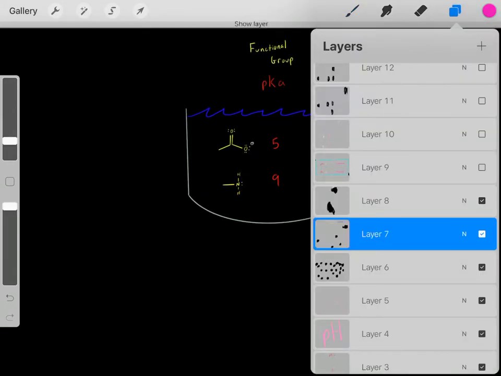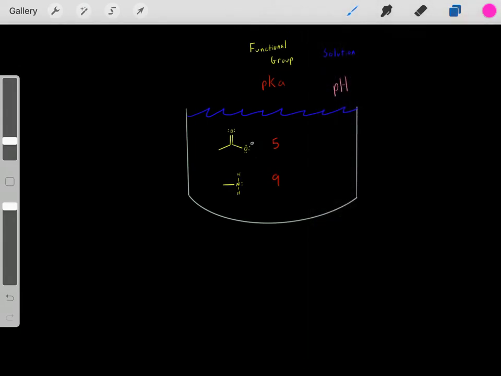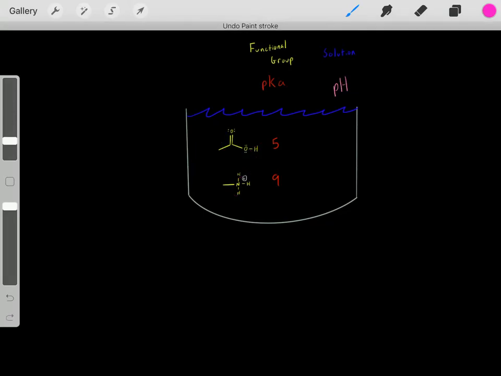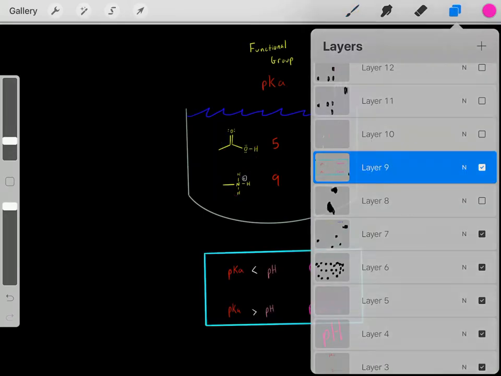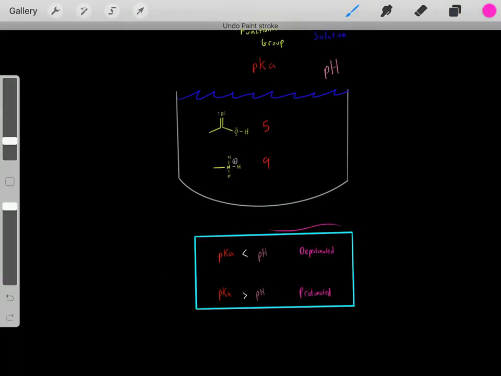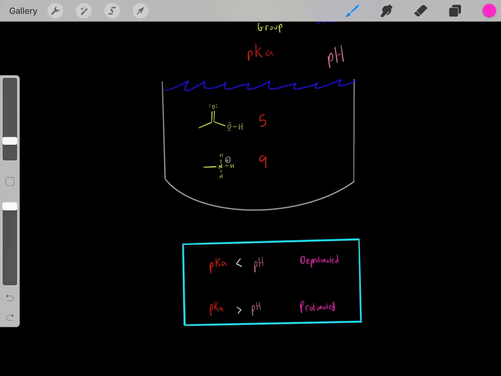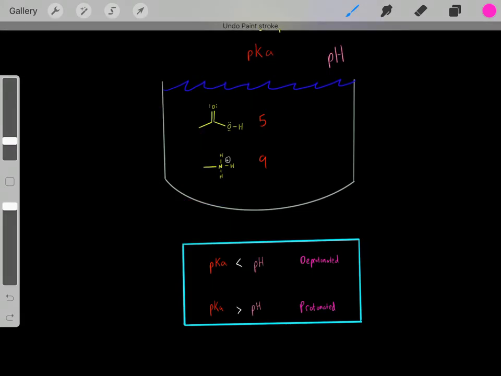And there's this magic rule. Again, we know they can be in their unprotonated form or protonated form. So what determines if they're protonated or unprotonated? Well, I recommend you memorize this rule. If you memorize this, you'll always know whether a functional group is protonated or deprotonated. What you do is you compare the pH of the solution to the pKa of the functional group, and that'll tell you if it's deprotonated or protonated.